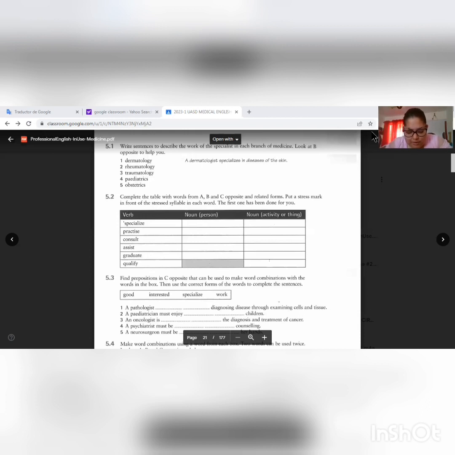5.3. Find prepositions in C opposite that can be used to make word combinations with the words in the box. Then use the correct forms of the words to complete the sentences. The words in the box are good, interest, specialized, and work. 1. A pathologist specializes in diagnosing disease through examining cells and tissue.